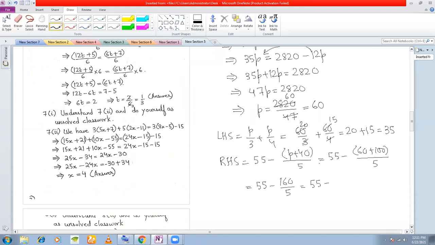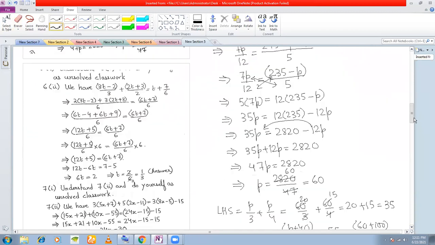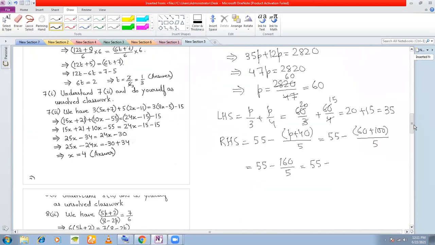You should get this. Have I copied the question correctly? 55 minus p plus 40. Okay, this is wrong. I have written this as p plus 100. This should be 60 plus 40. So instead of 160, this should be 100. So 55 minus 100 divided by 5. So you get 55 minus 20, which is 35.